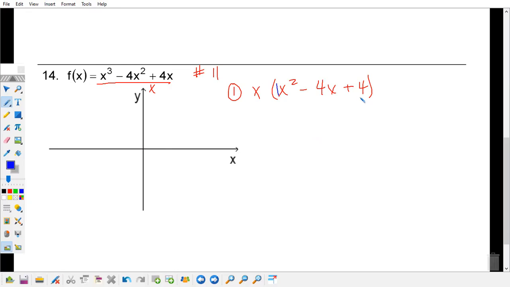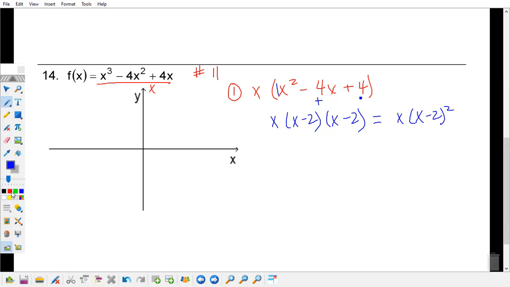This is a simple trinomial, because X squared is 1. So all you're asking yourself is what multiplies to give me 4, but adds to give me -4. What two numbers multiply to give me 4 but add to -4? A -2 and a -2. So I have X minus 2 and X minus 2, so this becomes X times (X minus 2) squared. That was all of our factoring unit, right?